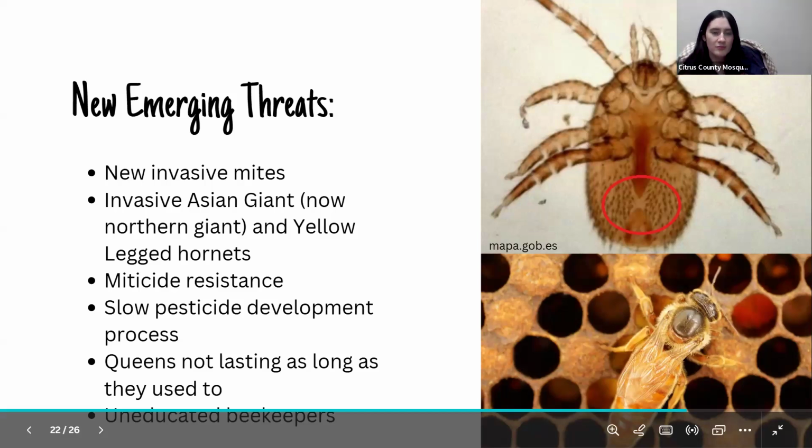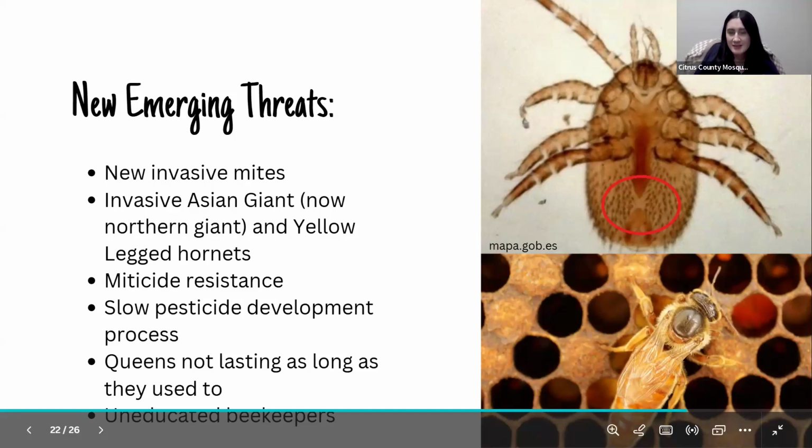And then miticide resistance is a huge problem. We've only got a couple different insecticides that we can use to treat for varroa mites. Once the mites become resistant to those, we don't have a whole lot of other options. That slow pesticide development process kind of works against us, and new products are not being rapidly developed, right? So that's a concern. We want to make sure whenever we're doing any sort of miticide treatments or any pesticide treatments that we're rotating our products and not using the same treatment over and over again. That way we can fight that insecticide resistance.